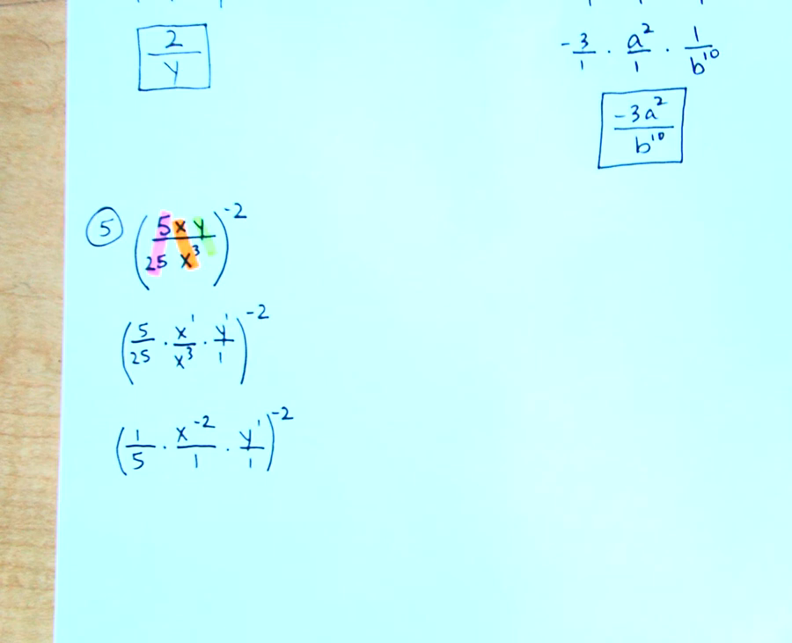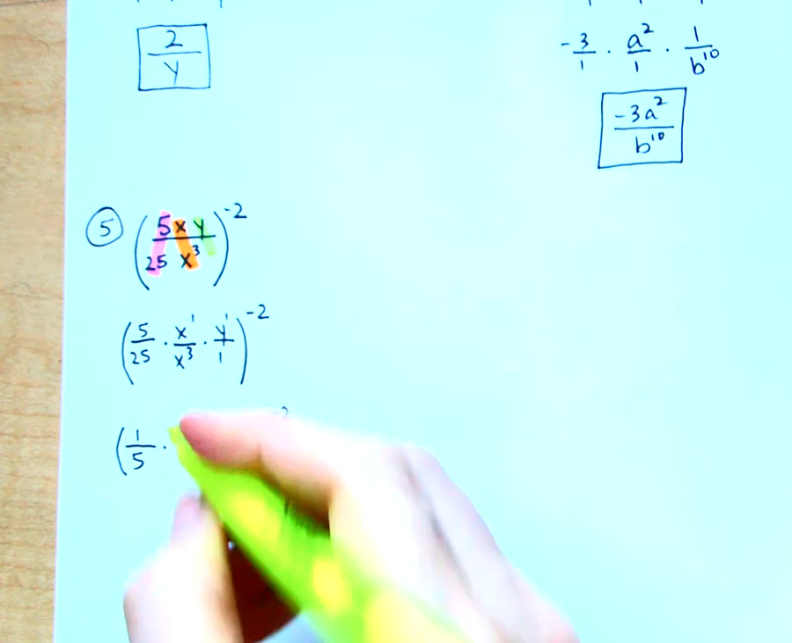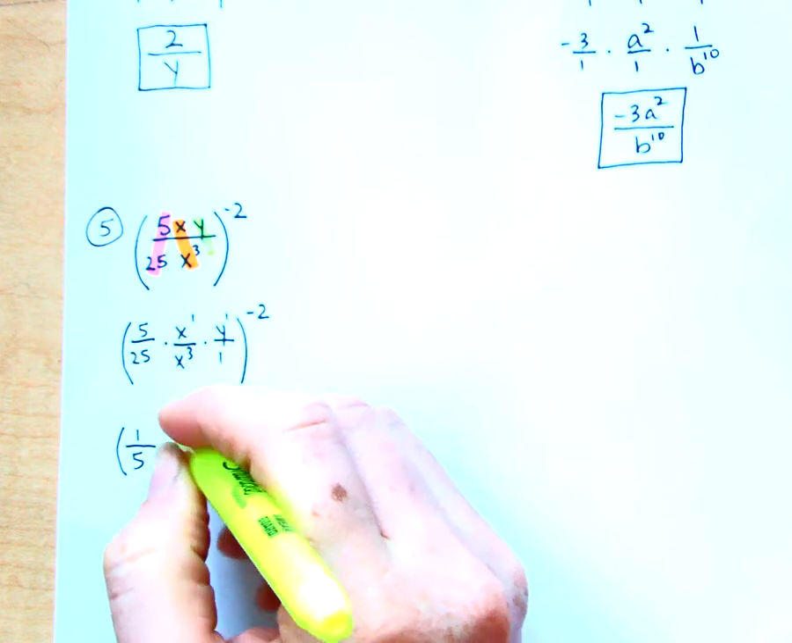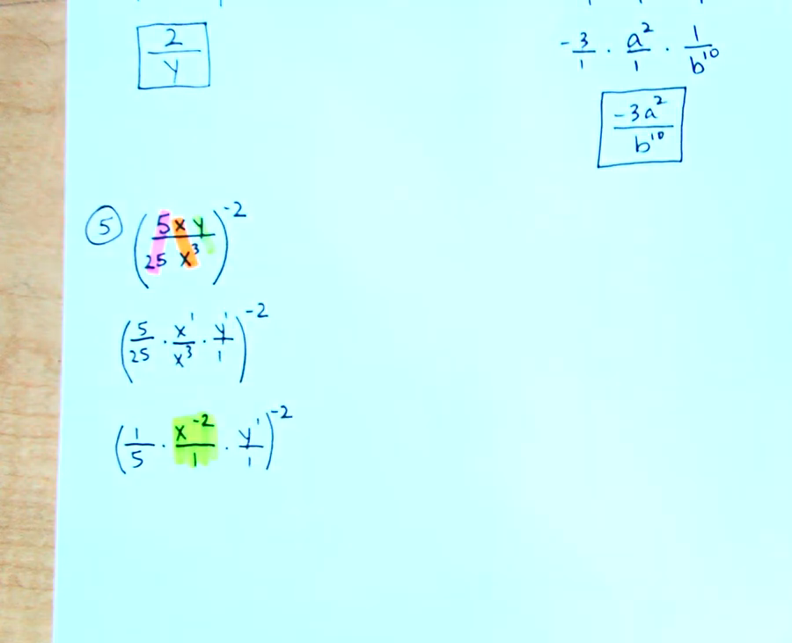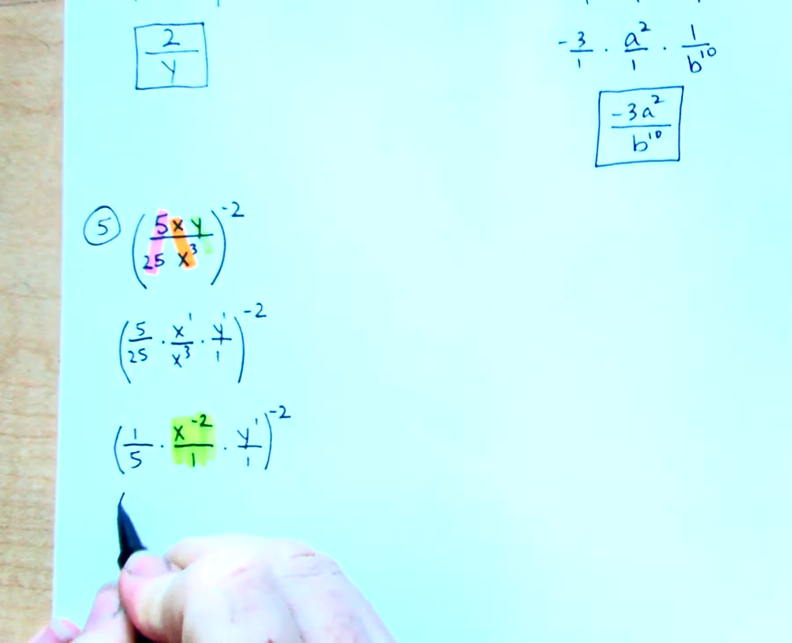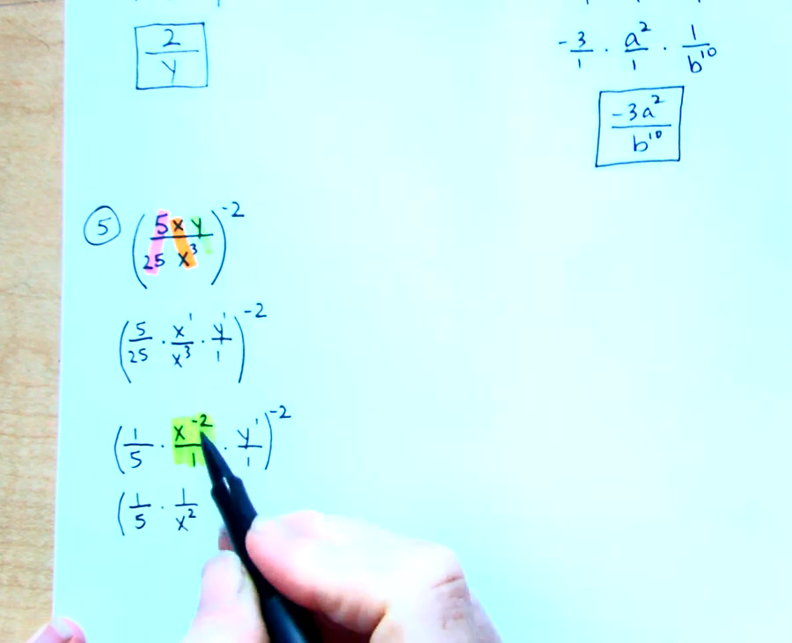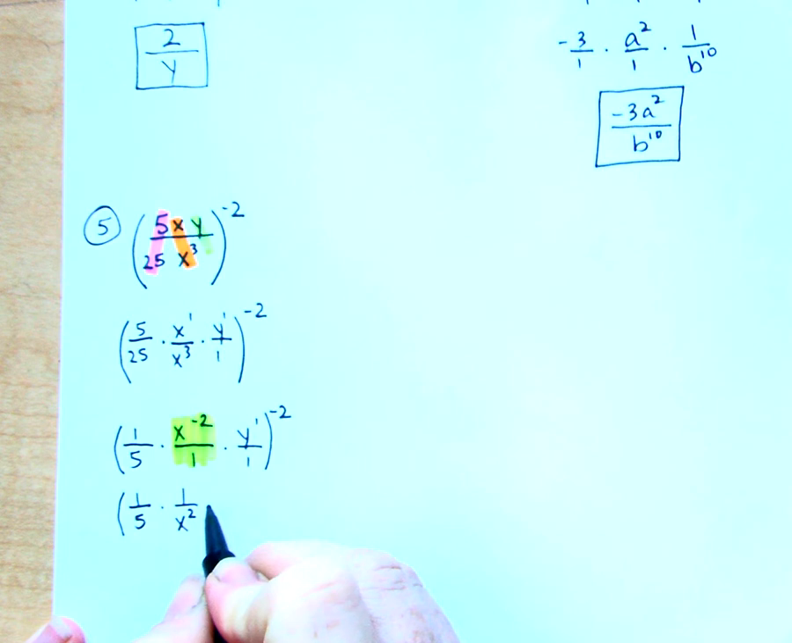Then I look for anything that has a negative exponent on the inside. So this guy right here is going to get flipped because he has a negative exponent. Everything else stays the same. So this is going to be 1 over 5 times 1 over x to the positive 2. The whole point of flipping it is to make the exponent positive. And then y over 1.